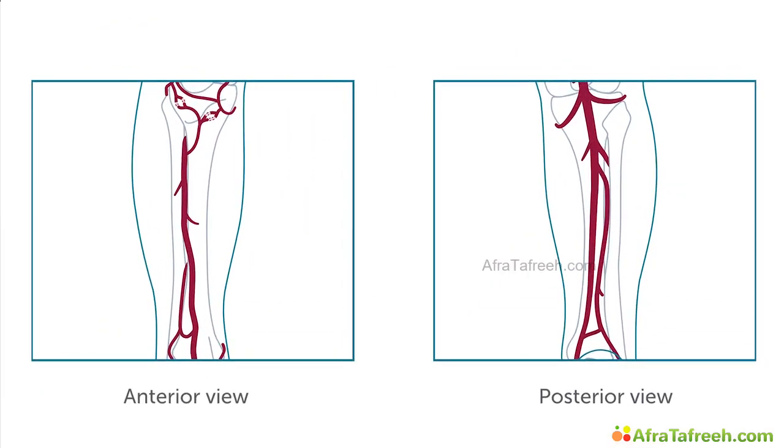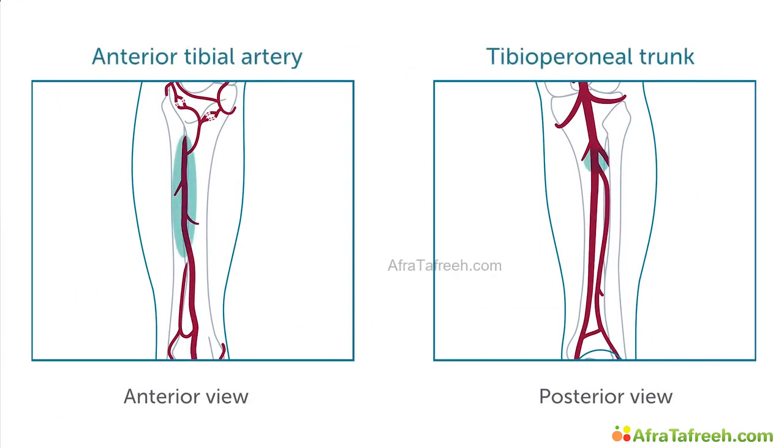At the lower border of the popliteus, the popliteal artery terminates by dividing into the anterior tibial artery and the tibio-peroneal trunk. In turn, the tibio-peroneal trunk bifurcates into the posterior tibial and fibular arteries. The anterior tibial artery passes anteriorly between the tibia and fibula through a gap in the interosseous membrane. It then moves inferiorly down the leg.